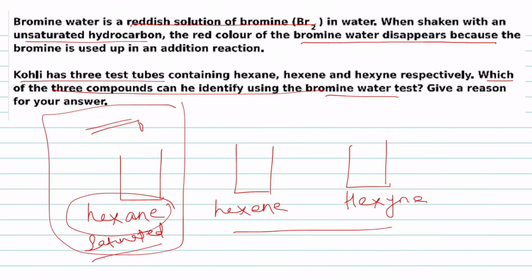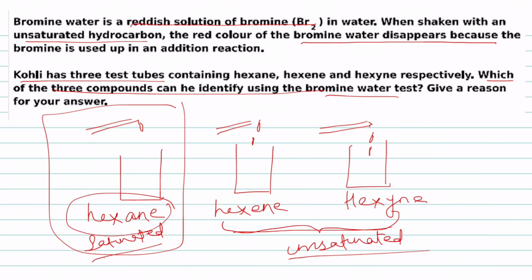Let's see what about the others. He would put bromine water drops here and here. In both cases, because both of them are unsaturated, the color of bromine water would get discharged. Alright, so he would note that these two are unsaturated, but which one is hexene and which one is hexyne, he would not be able to conclude using just bromine water. So which compound could he identify? He could identify only hexane.